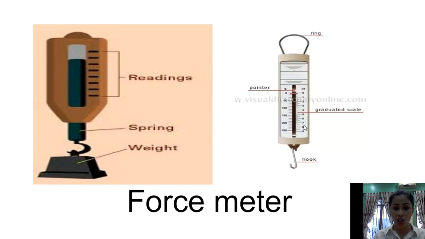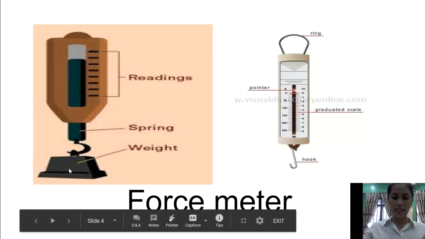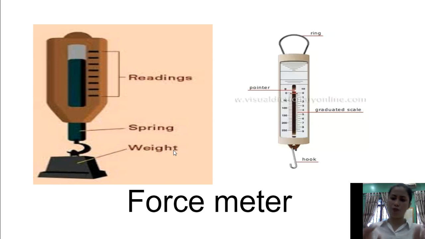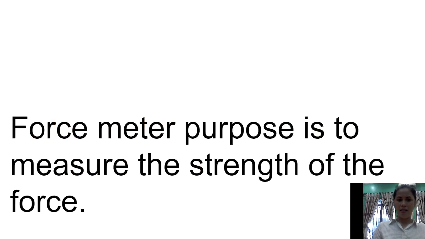So this is a picture of a force meter. Here you will see the reading where you can see how much force, a graduated scale. There's a scale of 250, 200, 150, 100, and so on. And this is the spring, this is the hook, and the weight. The weight will help determine how much force you put into something. And the purpose of the force meter is to measure the strength of the force.